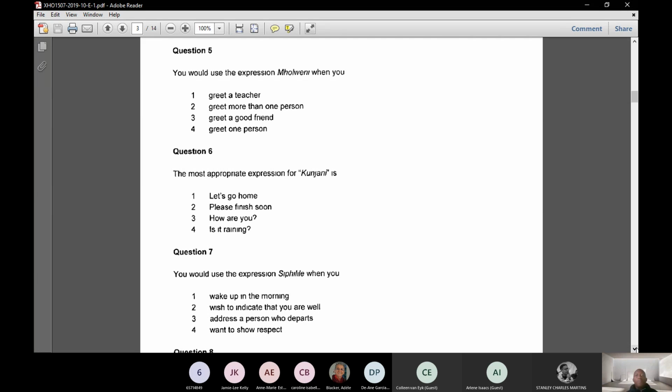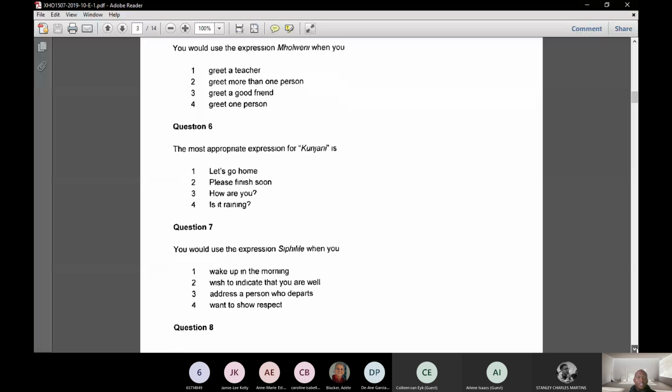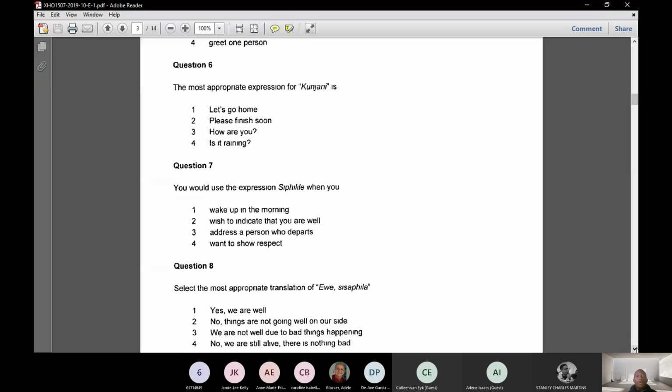You would use the expression molweni when you greet a teacher, when you greet more than one person, when you greet a good friend, when you greet one person. Number 2, when you greet more than one person, is correct. Number 6, the most appropriate expression for kunjani is let's go home, is please finish soon, is how are you. Number 3 is correct. How are you?